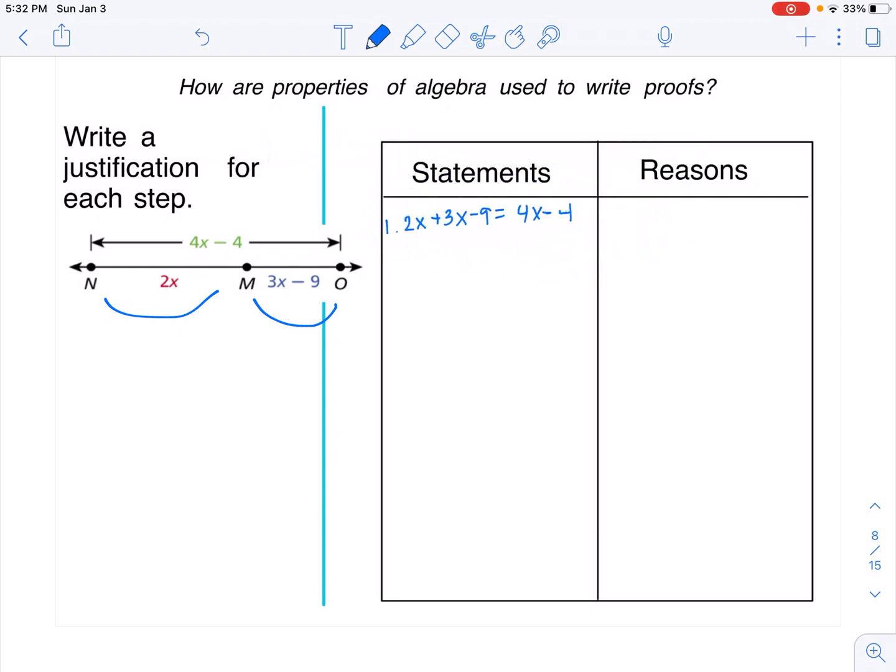My reason why. Now that's not given to me, so this one's a little bit different. Why am I allowed to say part plus part equals a whole? Well, this is called the segment addition postulate, and we learned this way back in chapter 1.